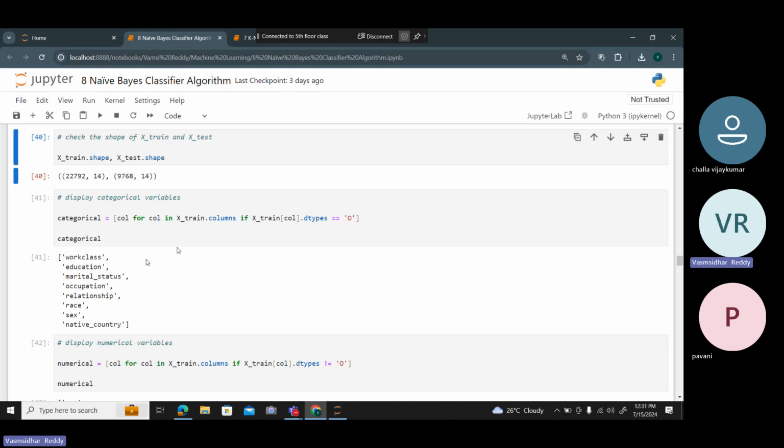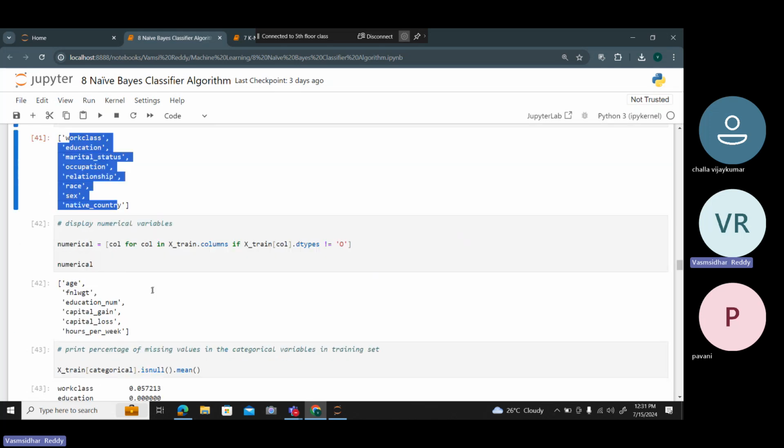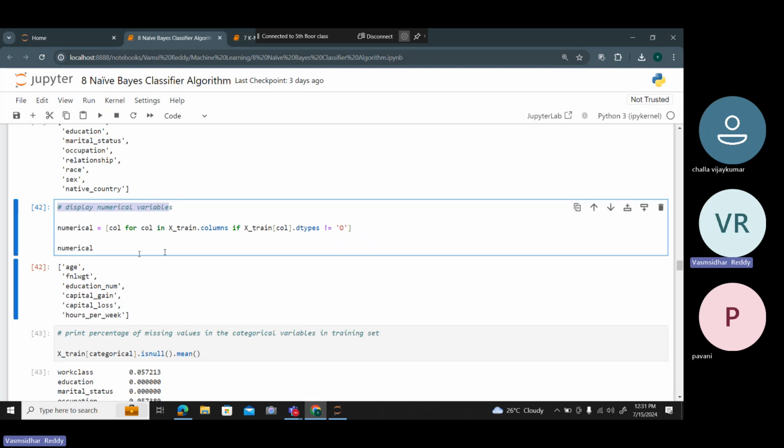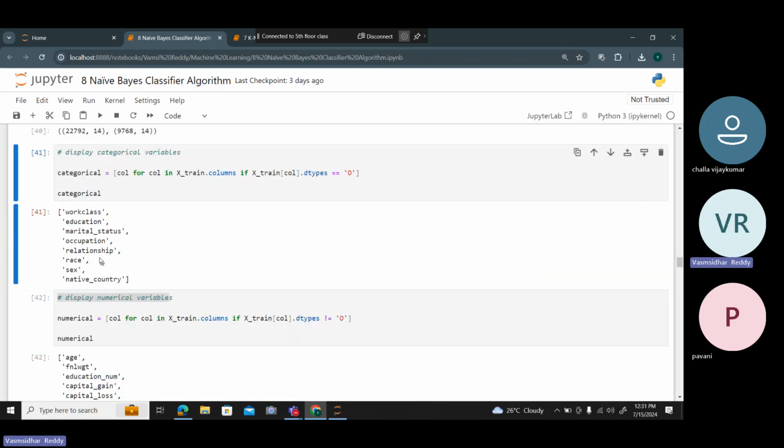Now I need to change the categorical variables, because the algorithm can't train on categorical variables. I need to convert the categorical variables into numerical variables. So first display the categorical variables I have, and display the numerical variables I have. In X train, I found this numerical data and this is the categorical data.